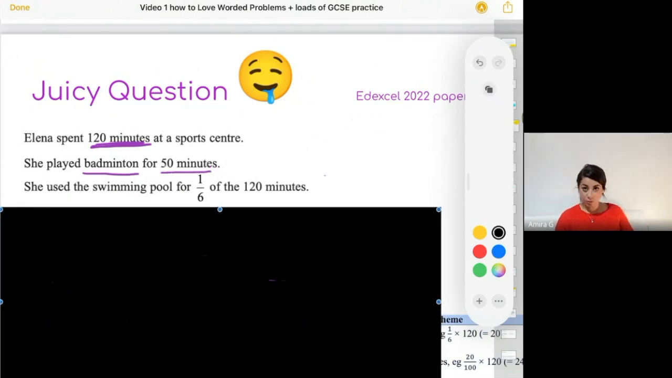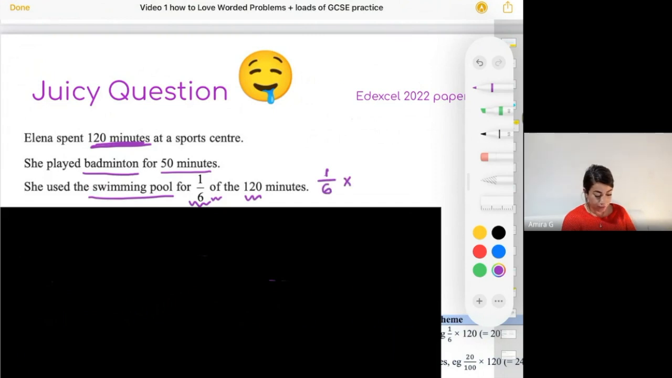She used the swimming pool for 1/6 of the 120 minutes. Can I do some maths there? Oh, yes, I can. She used the swimming pool, 1/6 of 120. So next to it, I'm going to write 1/6. Instead of "of", I'm going to write times and then 120. And then I'll work out 1/6 times 120. I won't go through the calculations of it, but I will get 20 minutes. Now, guess what? I've already got a mark. Without even doing the rest of the question, I've guaranteed myself a mark in my bank, okay? So she used the swimming pool, we know now, for 20 minutes.